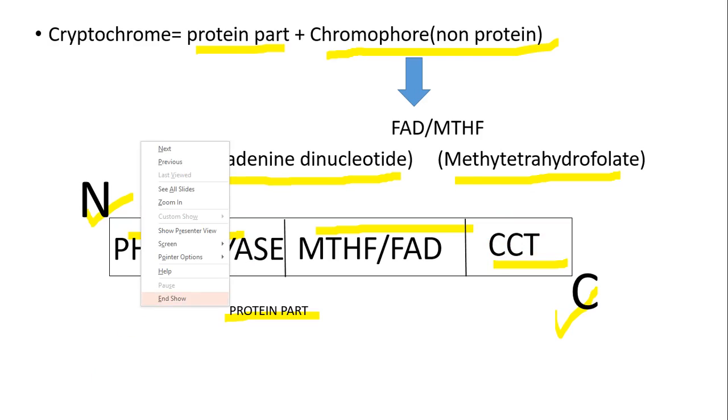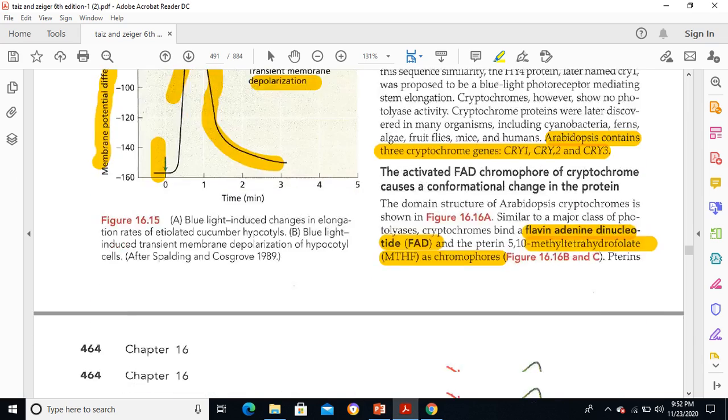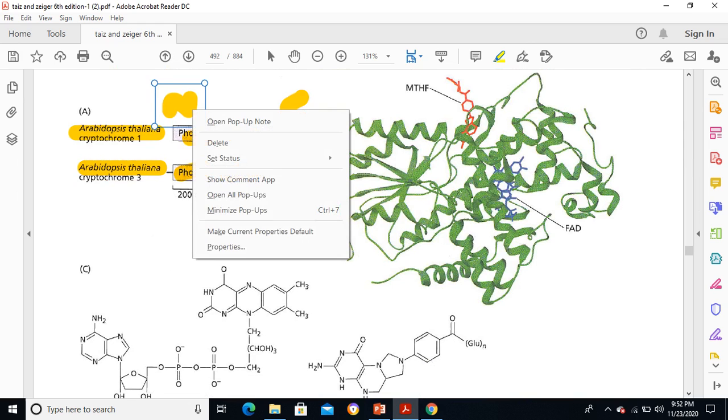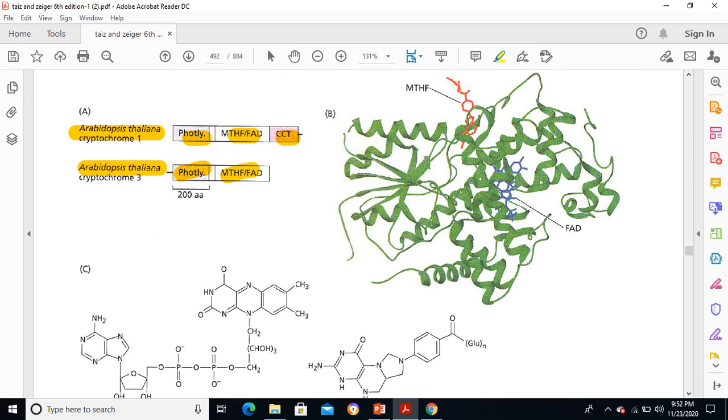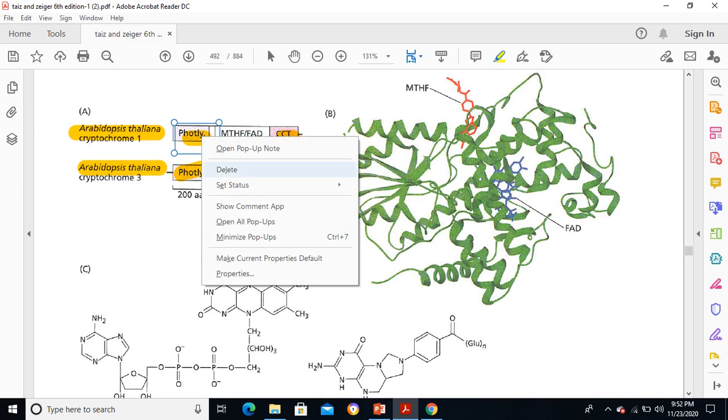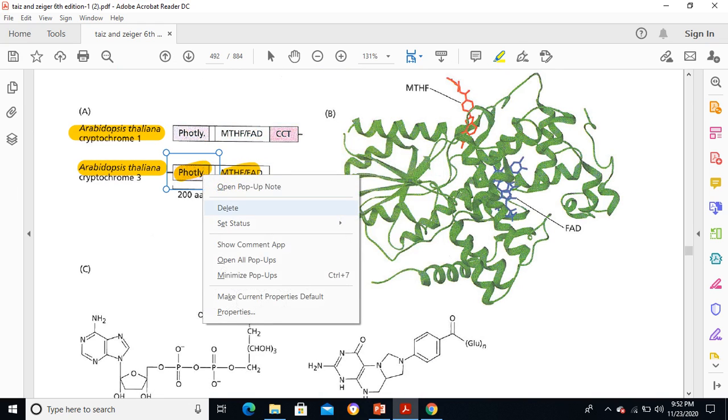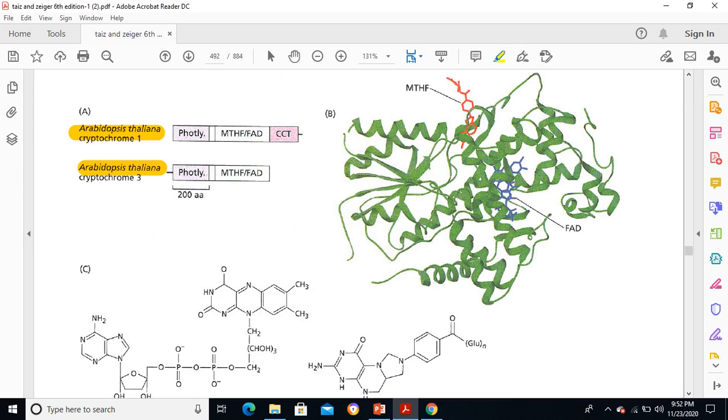So I will show you the textbook image. See, in Arabidopsis, as I said earlier, there are three cryptochrome genes, Cry1, Cry2 and Cry3. Cry1 contains a photolyase N-terminal domain, and this is the C-terminal domain. So it is the photolyase domain, MTHF and FAD domain, and CCT domain. But Cry3 lacks the C-terminal domain. It contains only the photolyase and MTHF, FAD domain.